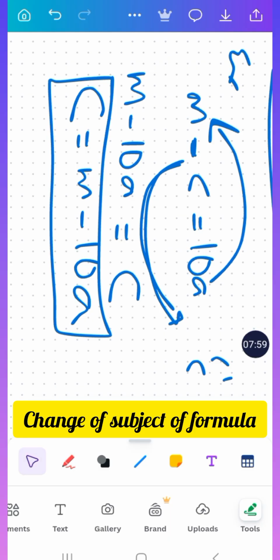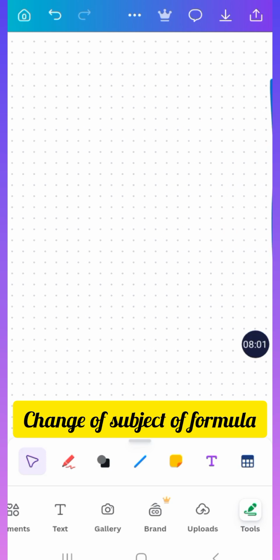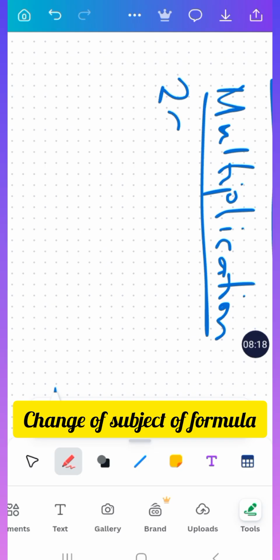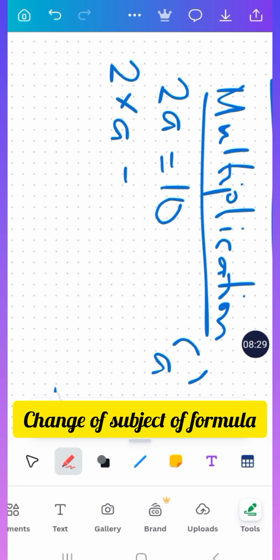Okay, let us also look at this change of subject of formula under the multiplication heading. This our video is going to be in two. So under the multiplication heading, if I have 2a equals 10 and they ask me to make a subject of the formula, 2a in mathematics is simply 2 multiplied by a equals 10.